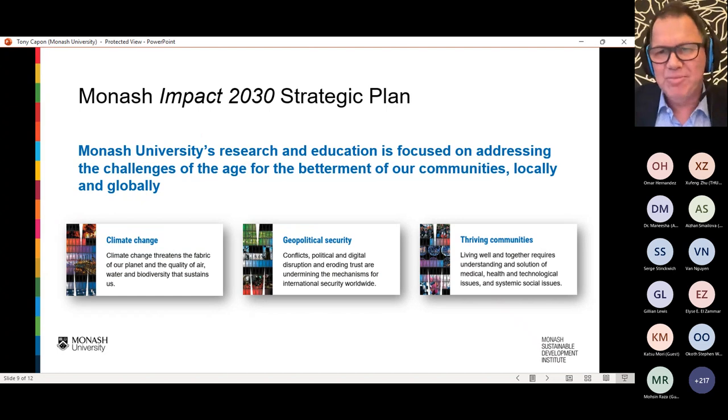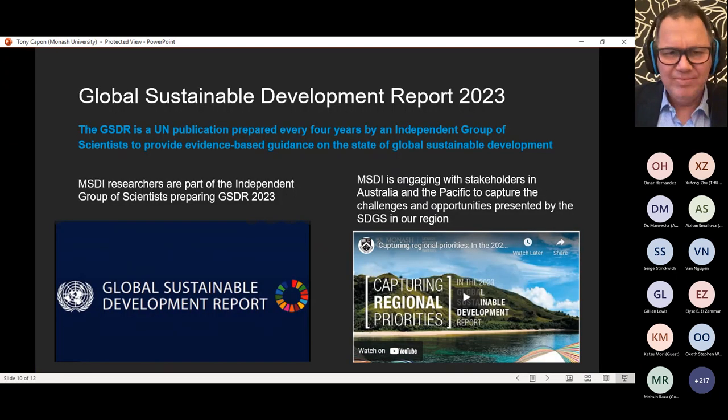And our new Monash strategic plan, advanced by University President Margaret Gardner, is to focus increasingly our work on big challenges of the age for the betterment of our communities locally and globally, with three core focus areas: climate change, geopolitical security, and thriving communities. Next slide. And currently in our institute, we're working with UN colleagues on the Global Sustainable Development Report, the next iteration, due to be published in 2023.